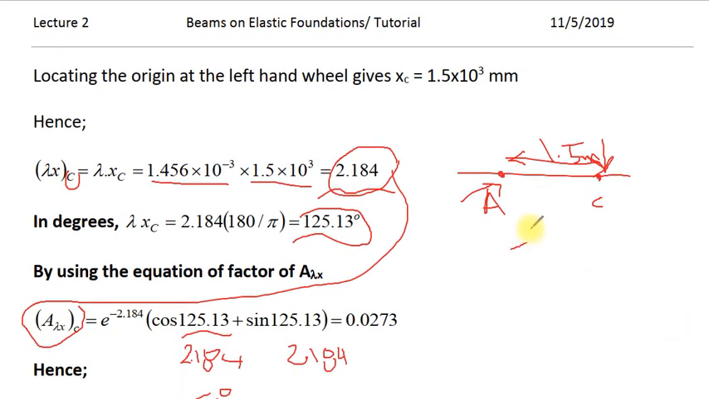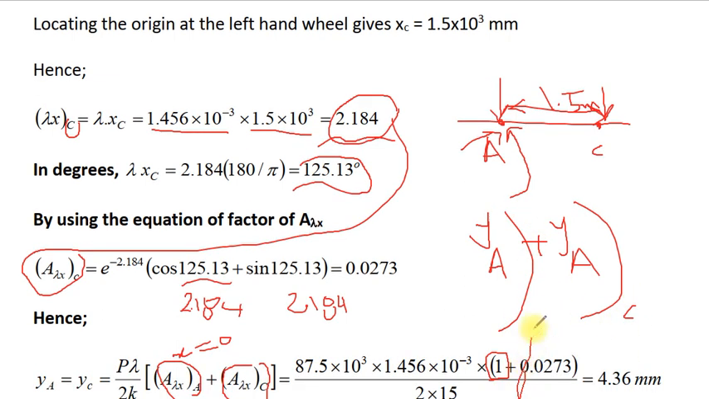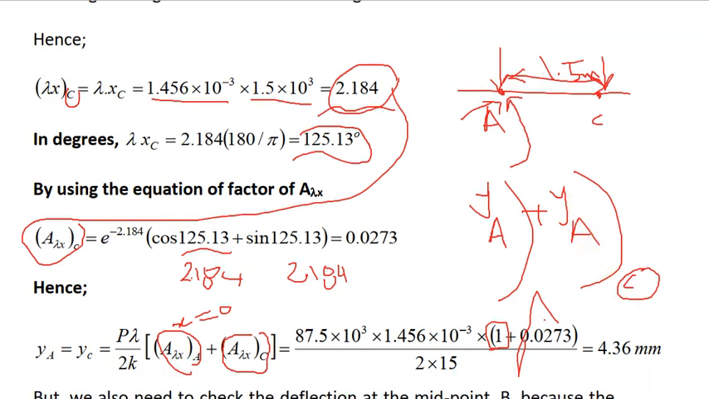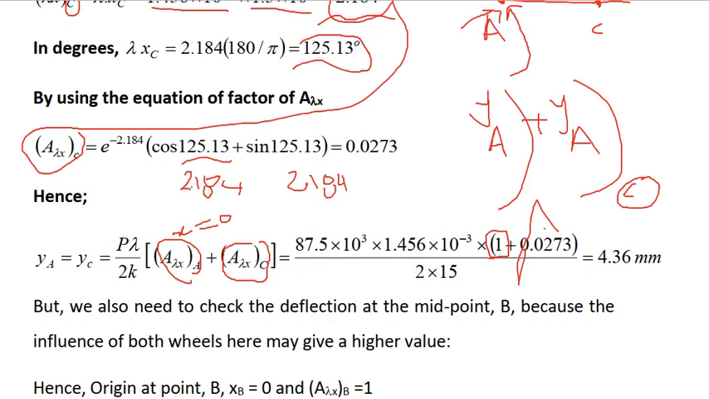So the maximum deflection is the deflection. Now we assume the maximum deflection is at point A. So we have to compute the deflection at A due to the force at A, plus the deflection at A but due to the force at C. This method is called the superposition method. In the superposition method, we can compute the deflection for various types of loading.